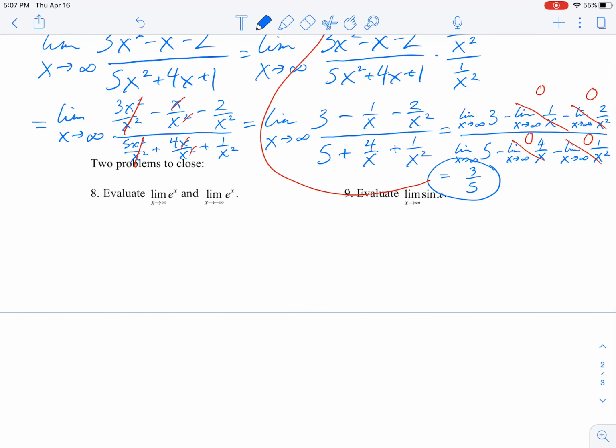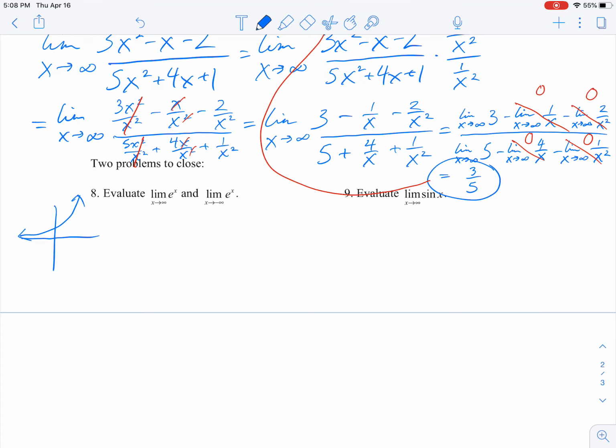Two problems to close. We want to evaluate the limit as x goes to infinity of e to the x and the limit as x goes to negative infinity of e to the x. The question is, how much do you remember about the asymptotic behavior of exponential functions? Always, when in doubt, sketch a graph.